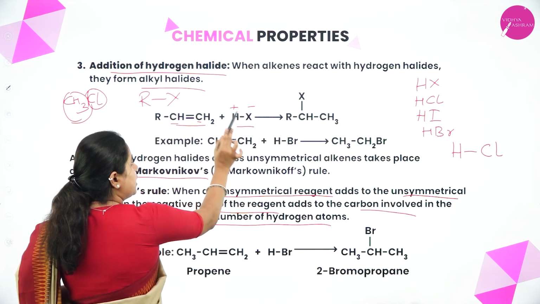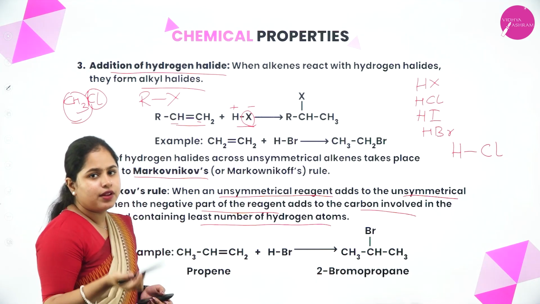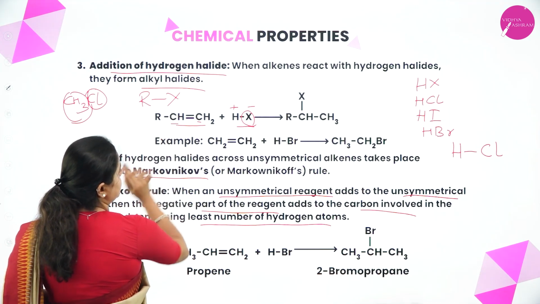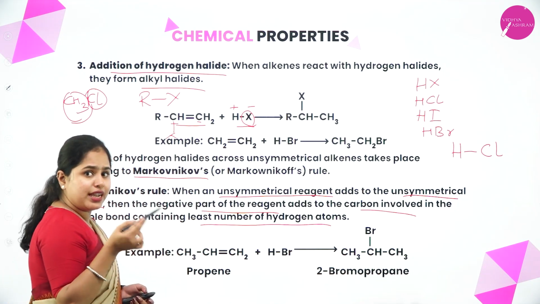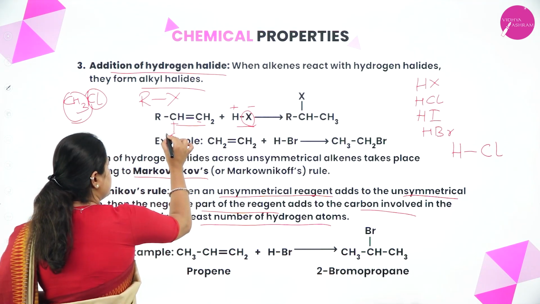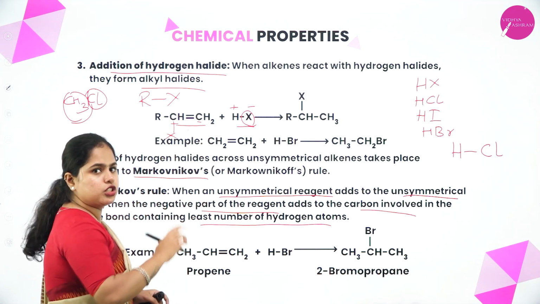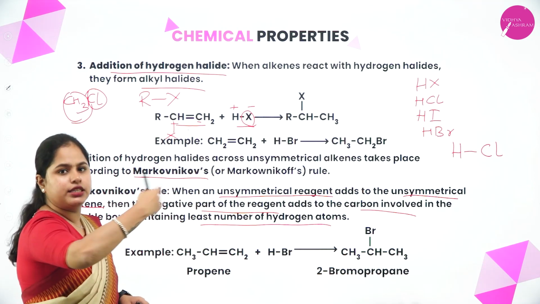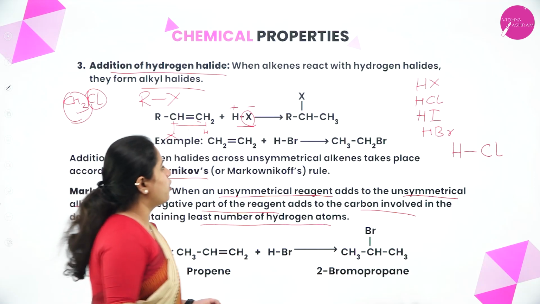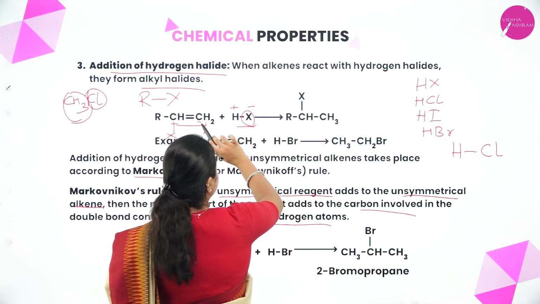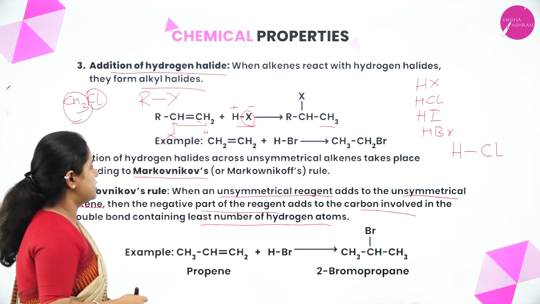So what happens? The negative part of the addendum or the reagent will get attached to the carbon having lesser number of hydrogen atoms. So your X will get attached here. Now if X is getting attached here, what will happen to the hydrogen? Hydrogen will get attached to the adjacent carbon atom. So hydrogen will get attached here. So what will be your product? RCHX, and the hydrogen will be attached here, so you will get CH3. Understood? So that is the rule.